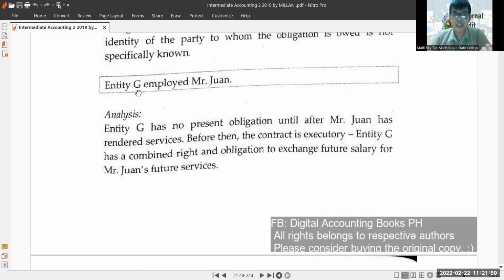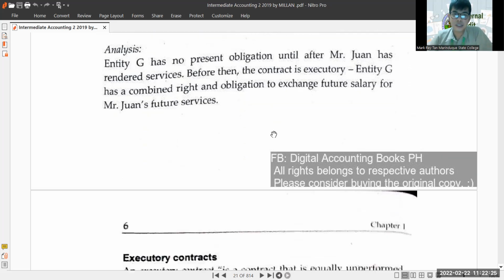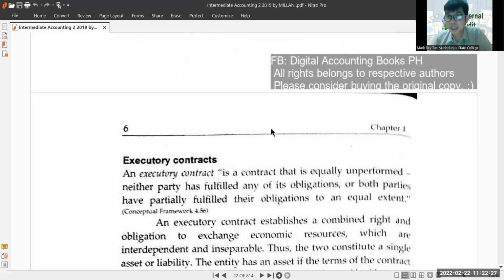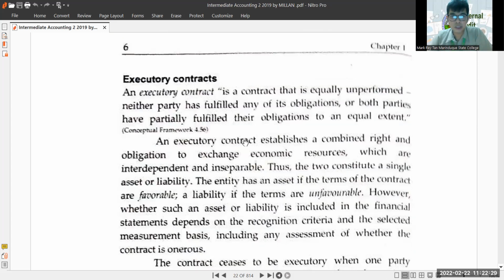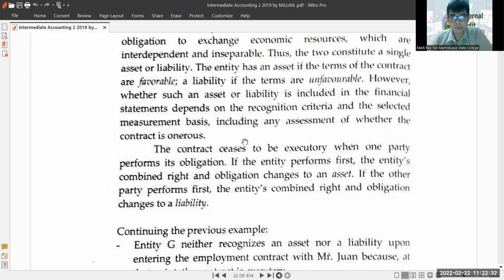On the part of entity G, since nag-render na ng service si Mr. Juan, so nagkakaroon naman siya ng liability. Payable naman. So that could be salaries payable. So si Mr. Juan, salaries, not necessarily salaries receivable. Normally kasi cash lang yung marireceive niya. Kasi hindi naman inutang ni entity J yung kanyang service. Nag-render siya ng service niya kasi employee siya. Anyway, it's just asset and liability para mas madali yung usapan natin. So, ganun lang, class. Ganun lang yung gustong sabihin dito.